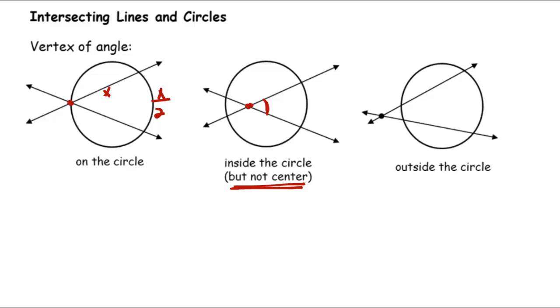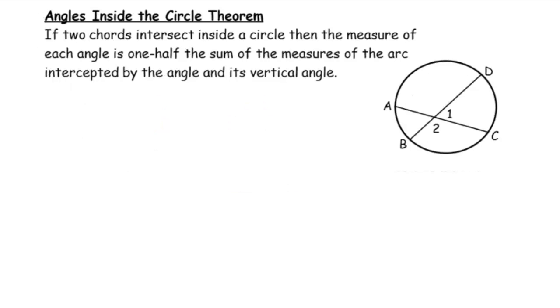Now, if my angle measure is outside the circle, then my vertex, you'll see my lines intersect outside the circle. So let's look at what that means. The angle inside the circle theorem says that if I have two chords or lines that intersect inside the circle, then the measure of each angle is 1/2 the sum of the measures of the arc that's intercepted and its vertical angle. So that means the arc that the vertical angle intercepts.